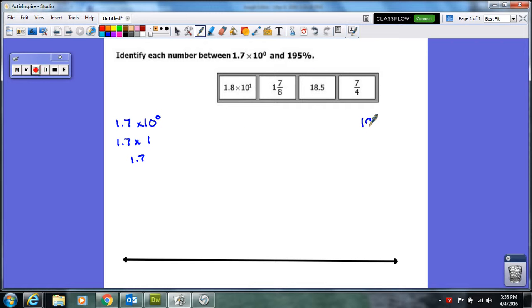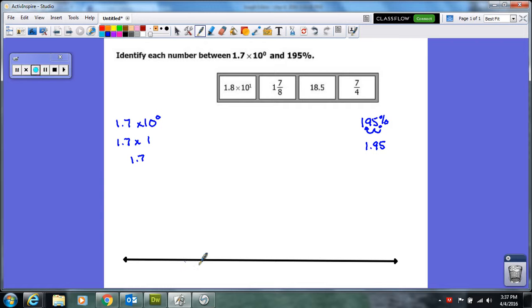195% gets turned into a decimal, if you'll recall, by moving the decimal place 2 places to the left. And if there is no decimal place in view, we find it at the very end of the number, so I'll add the decimal place at the end of the number. And if we jump 2 places to the left, the decimal would move between the 1 and the 9, giving us a decimal equivalency of 1.95.